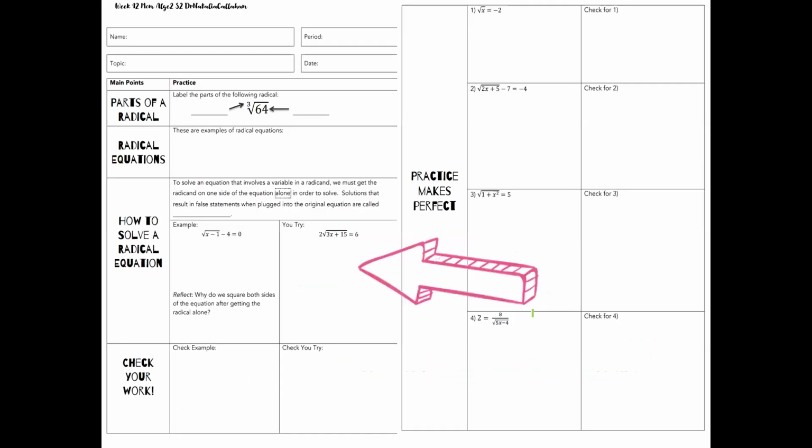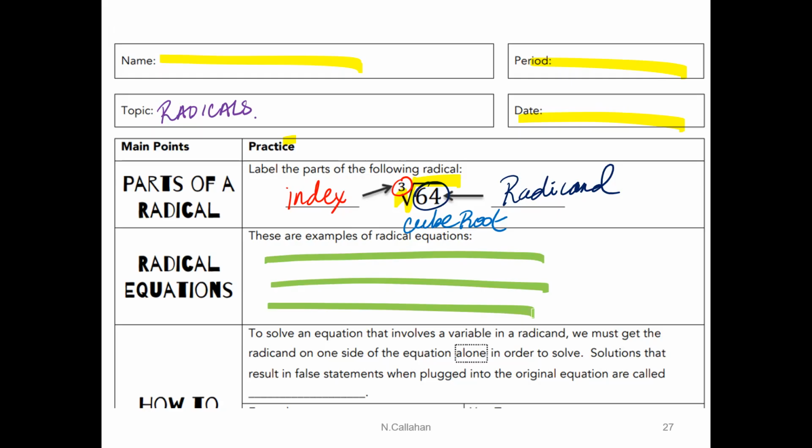Okay, so how do you go about solving a radical? These are the steps specifically. To solve an equation that involves a variable in a radicand, we must get the radicand on one side of the equation alone in order to solve it. A solution that results in a false statement when plugged in is called an extraneous solution.